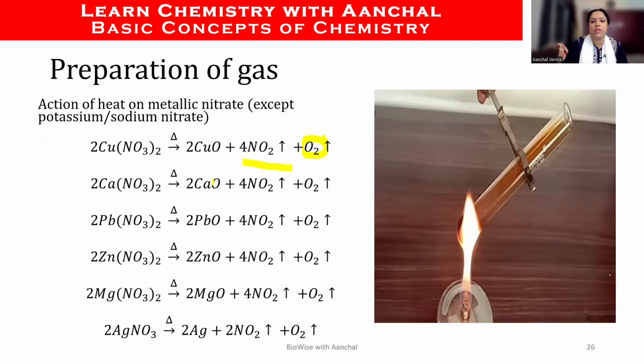Okay, so you can see here now all the gases. This we have already done once. You can write the reactions. Generally, all the divalent metals, copper, calcium, lead, zinc, magnesium, the reaction is easy to remember. You have the oxides formed plus 4NO2 plus O2. So this is how the reaction is. Balancing will be easy.